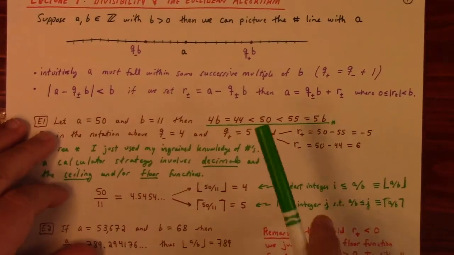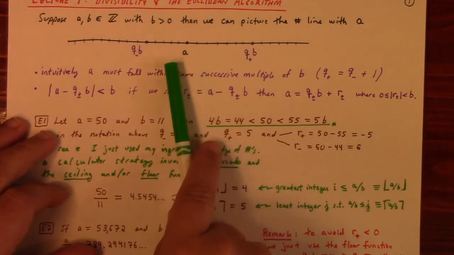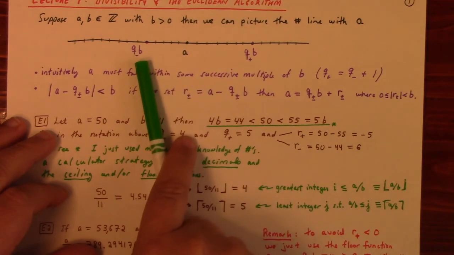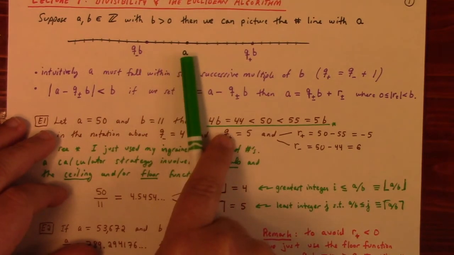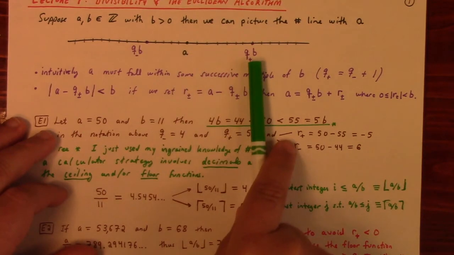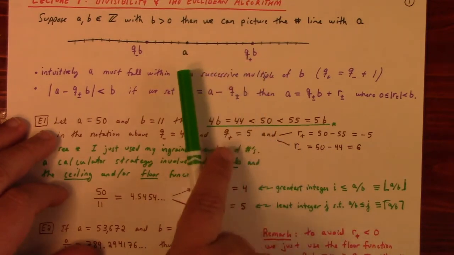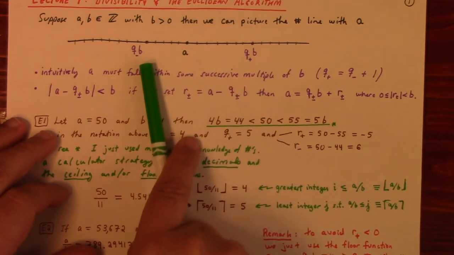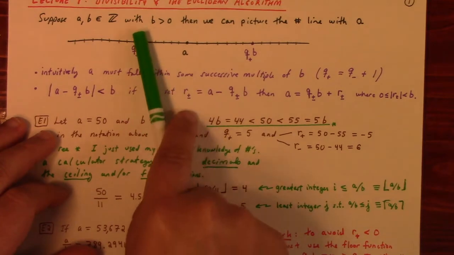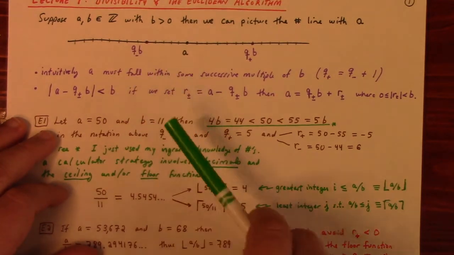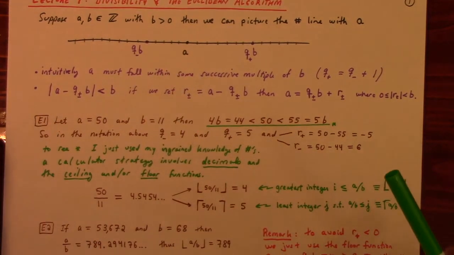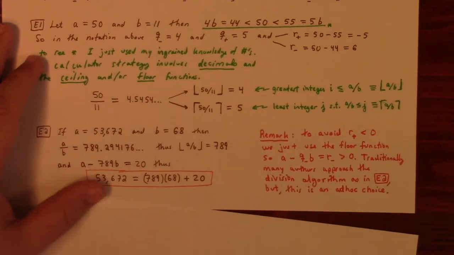We're always going to pick on the number line the thing that's to the left of A. So then to get back to A, we'll have to add something, right? If you always wanted to use a negative remainder, you could always use the ceiling function to define your quotient, all right? But traditionally, people want the remainder to be positive, so they use this number over here, and so we get a positive remainder. But it is just an ad hoc choice in truth.